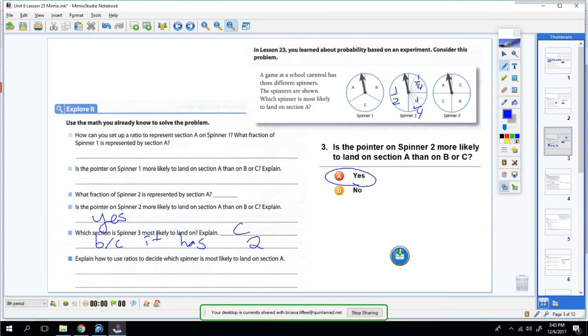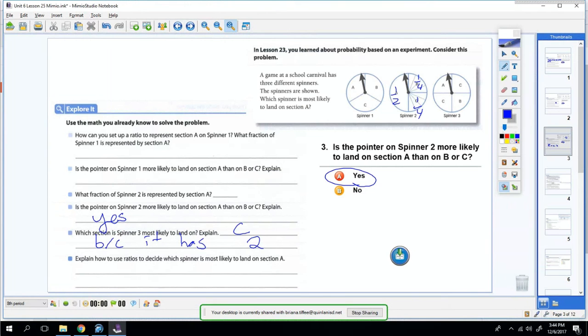All right, last one. Explain how to use ratios to decide which spinner is more likely to land on section A. Well, let me just say this out loud, and I'll say it a couple of times, but I'm not going to write it down. The fraction of a spinner covered by section A is a ratio. The spinner with the highest ratio is most likely to land on section A. So again, the fraction is a ratio for section A, so the spinner with the highest ratio, hence the highest probability, is most likely to land on section A.